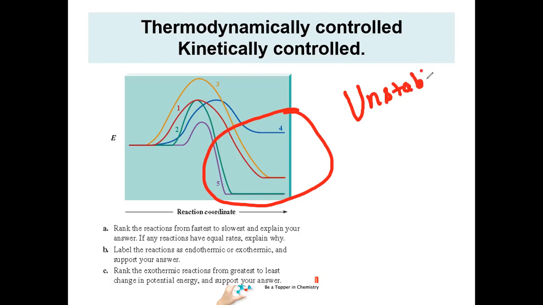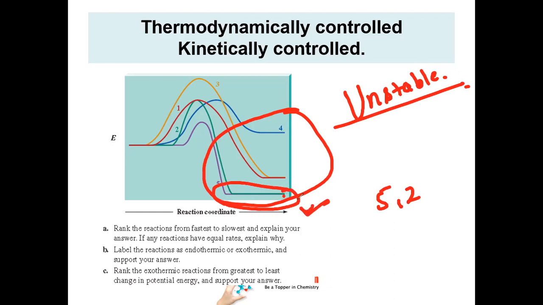Unstable means, you remember the mantra in chemistry? I'm teaching you from the starting only. High energy means unstable, right? Low energy is stable. So which one is the most stable here? Which product is most stable? 5 and 2. This one with the minimum energy.